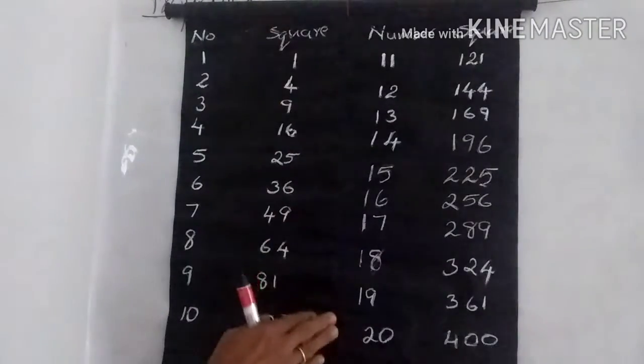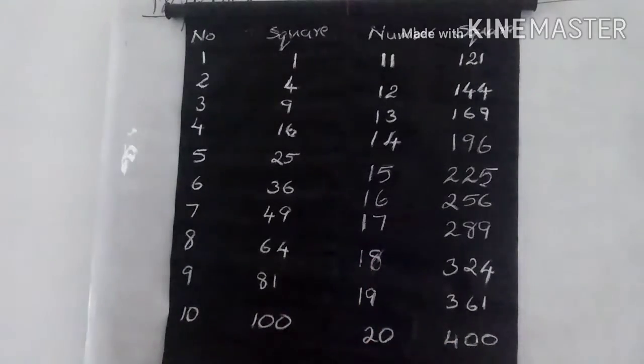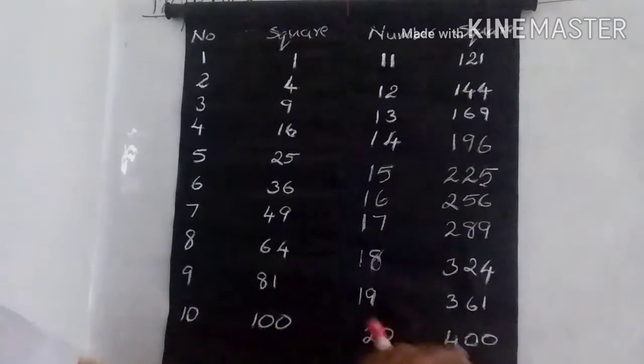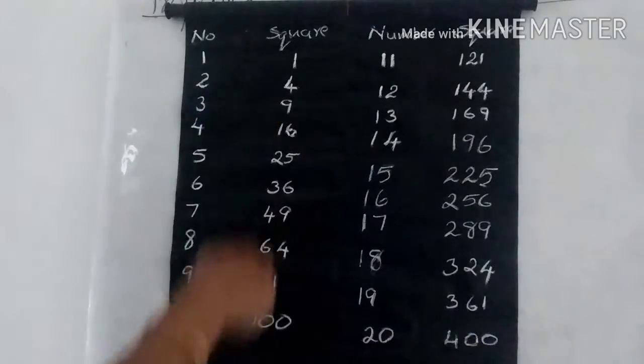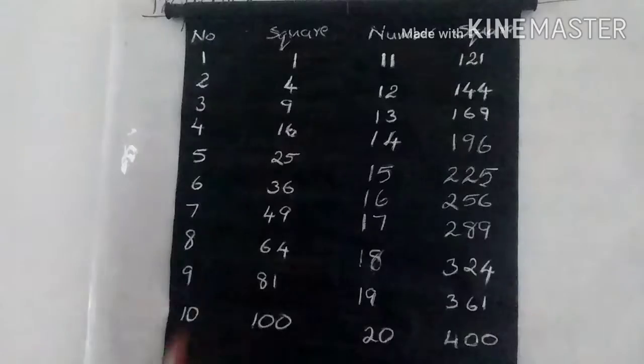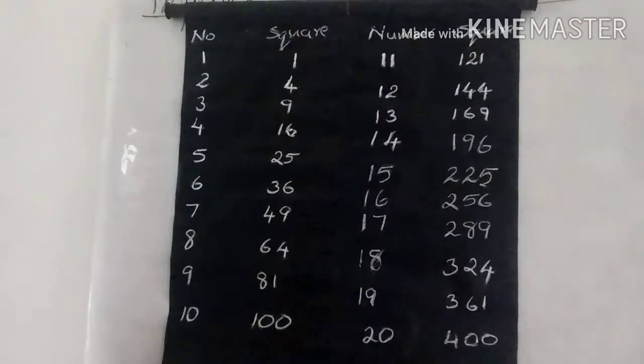All these squares you have to find out, and you should learn all these by heart. Up to 20, the squares of the numbers you have to study. So write in your notebook and learn by heart the squares of numbers up to 20, so we can do the questions very easily.